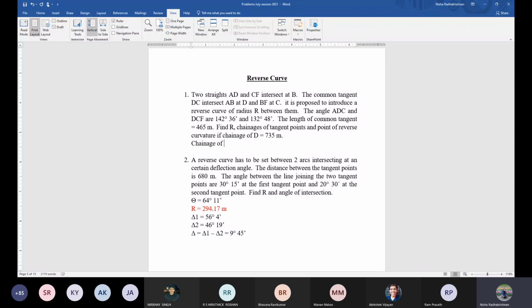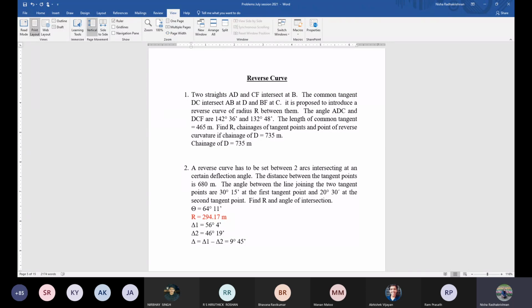Those who have finished with the first question, just check your answers. Now the chainage of D is given, then chainage of T1. What is the answer? I'm getting 329.87. Check your answer.